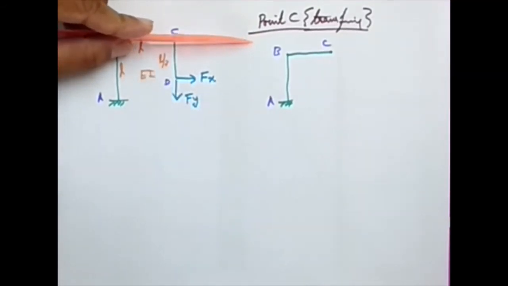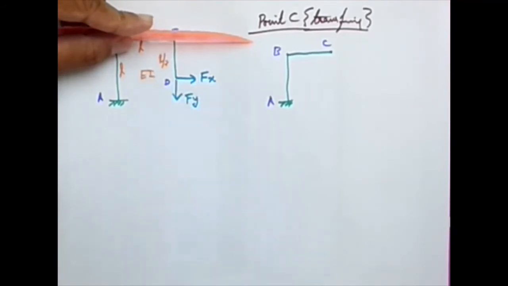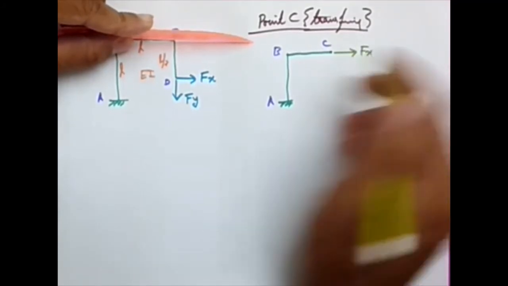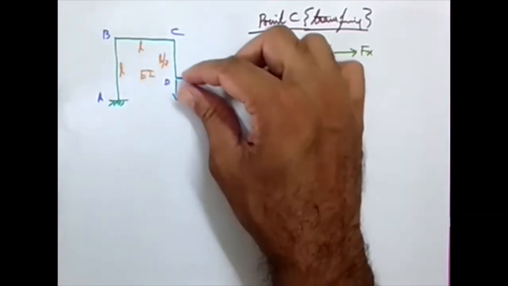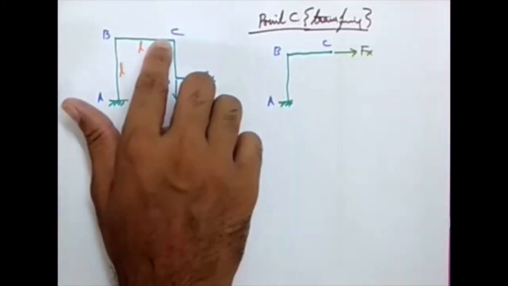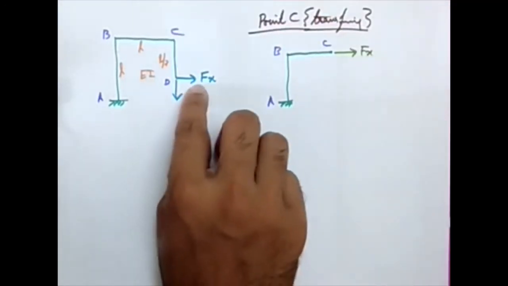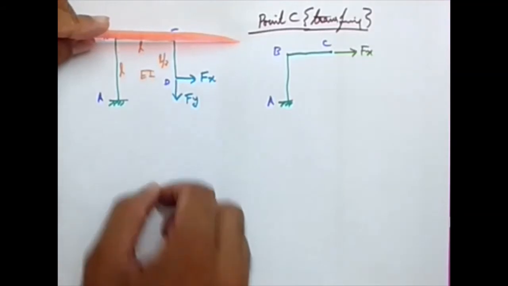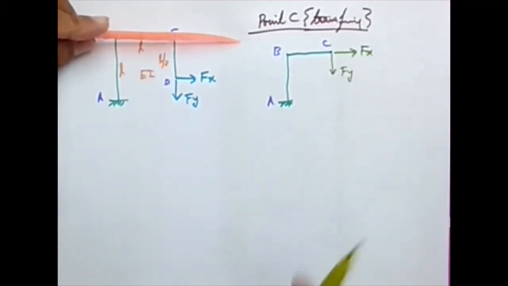Now what are the forces I'm seeing here? Here I have a force to the right, so automatically I can plot a force to the right, Fx. Because what is the effect? This frame is getting pulled in this direction. So if I consider this, it is also getting pulled with the same Fx. So this is the transformation of Fx. And if I take here, there is an Fy pulling it downward. So I'm also having Fy.